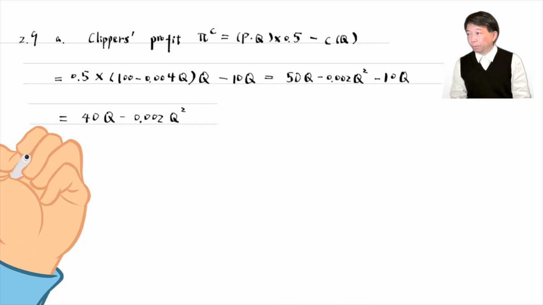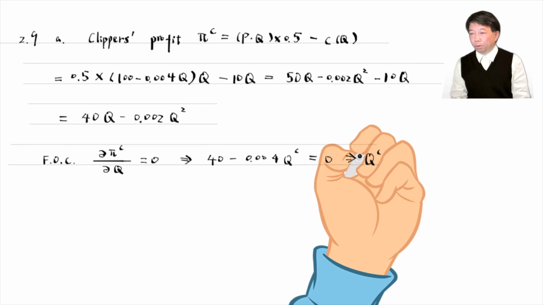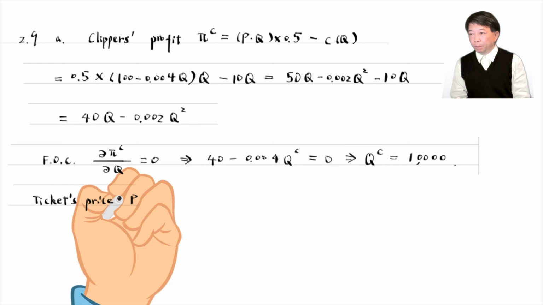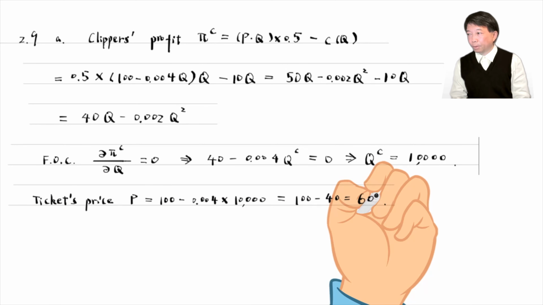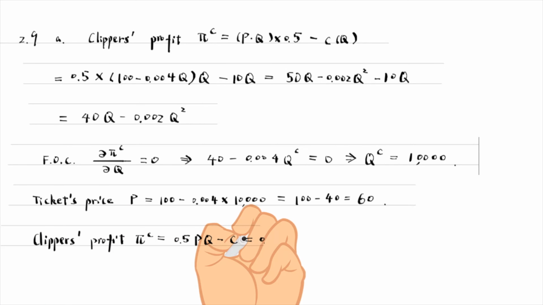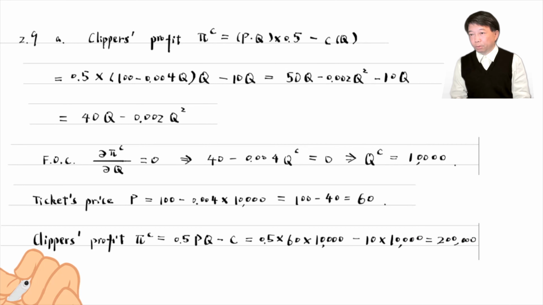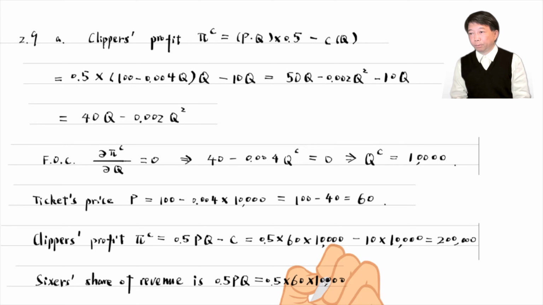The first order condition for maximum profit leads to the quantity of tickets sold, 10,000. The ticket's price can be found using the inverse demand function. It is 60. Clippers' profit is 200,000. Sixers' share of revenue is 300,000.